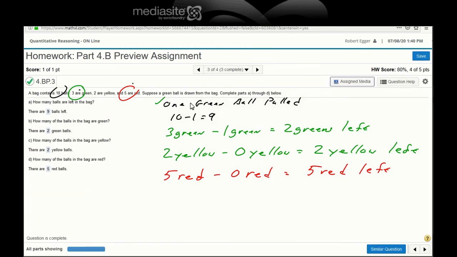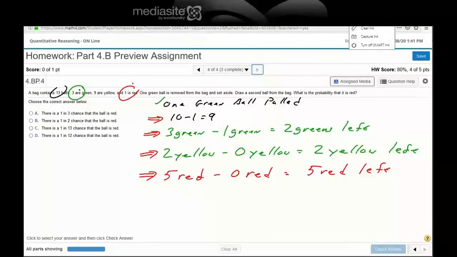So again, look how we did this. We pulled out 1 green. So pulling out the green, we dropped the total population of the balls down by 1. Reduced the number of greens, did not change the number of yellows, and did not change the number of reds. Because we pulled a green ball out, not a red, not a yellow.